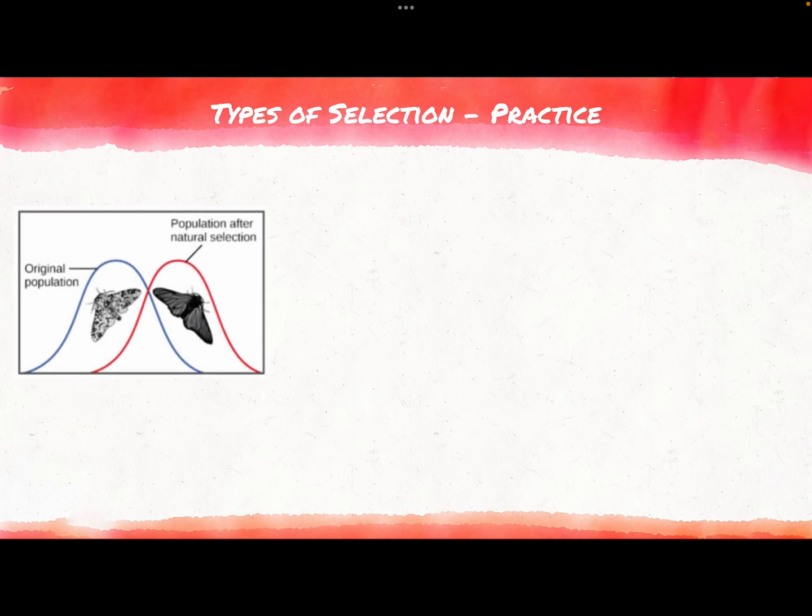In this practice, the first one, you see a peppered moth example. The original population is in blue, and it's got the peppered moth look where it's white and black. After natural selection has happened, the red line shows that the dark is actually going to be the best variation here, probably because of camouflage onto the bark of the tree. Can't see me, can't eat me. So this would be an example of directional selection, where it's choosing for one extreme over the other.